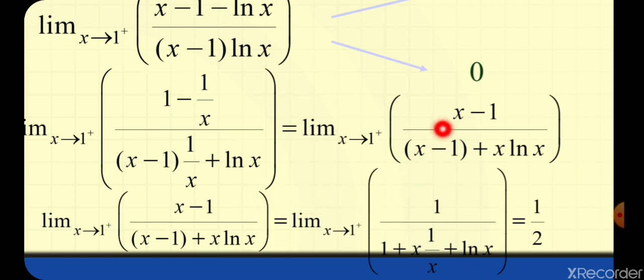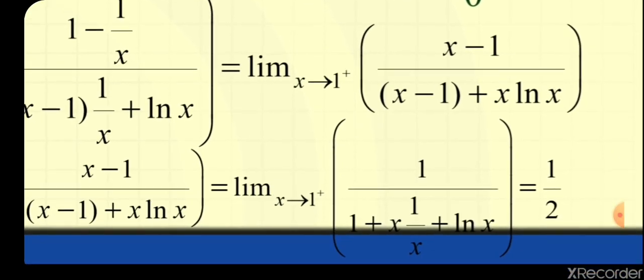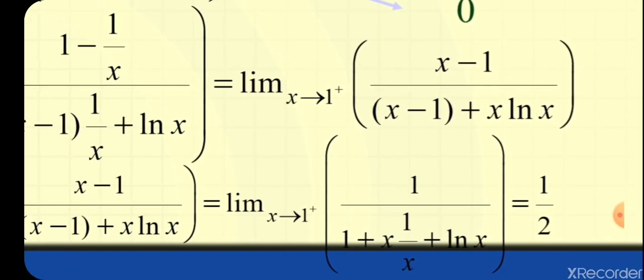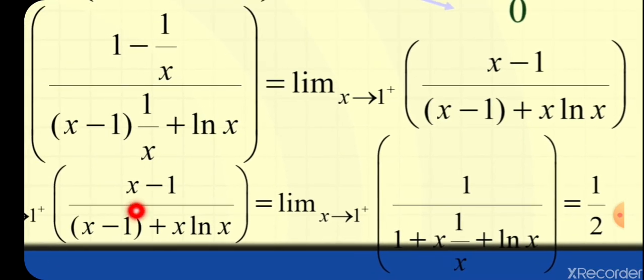more time. So the derivative of x minus 1 is 1, and the derivative of the denominator is 1 plus x times 1 over x plus ln x, because the derivative of x ln x, it is a product: first x times the derivative of the second, x times 1 over x, plus the derivative of the first, which is 1, times ln x. Use the direct substitution here and the final answer is half.